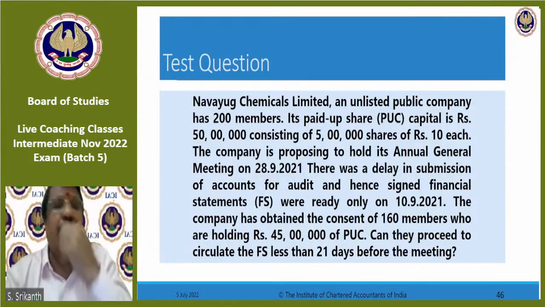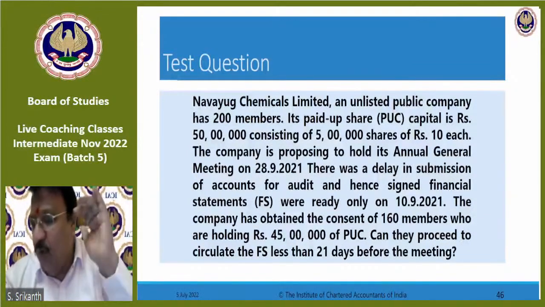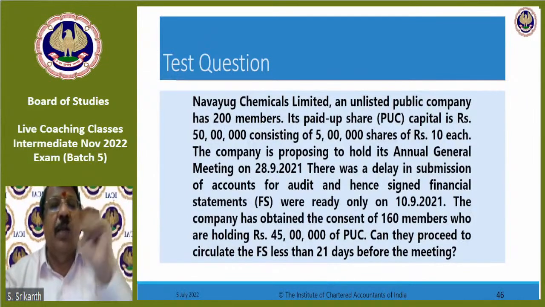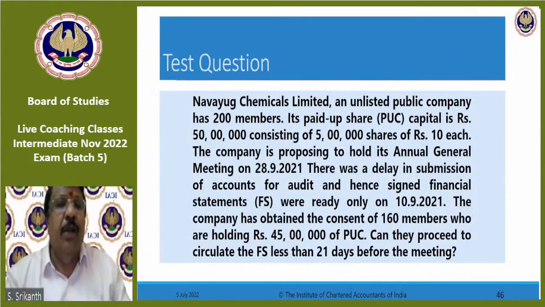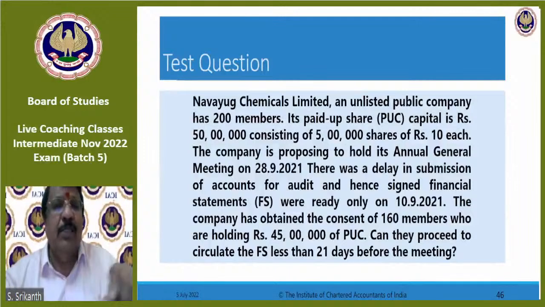But when you are writing the exam, write it in 4 distinct parts. Answer in the exam should be in 4 distinct parts. First one, Navayug Chemicals Limited is planning to hold its annual general meeting on 28/9/2021. The company wants to circulate the financial statements less than 21 days before the meeting. The company has a paid-up capital of 200 members and paid-up capital of 50 lakhs consisting of 5 lakhs. You are only representing the facts.